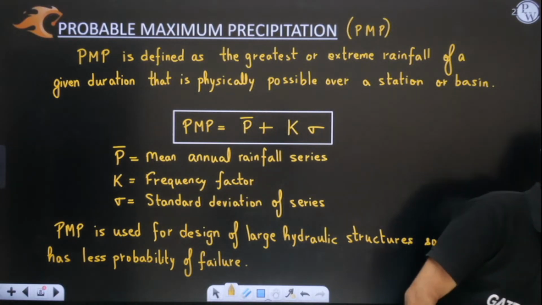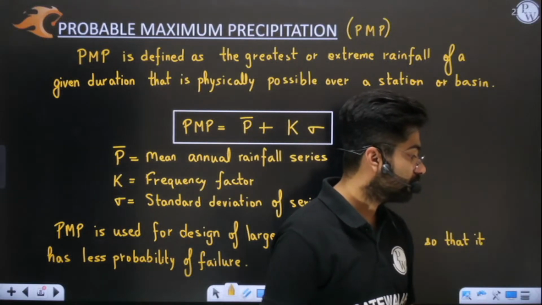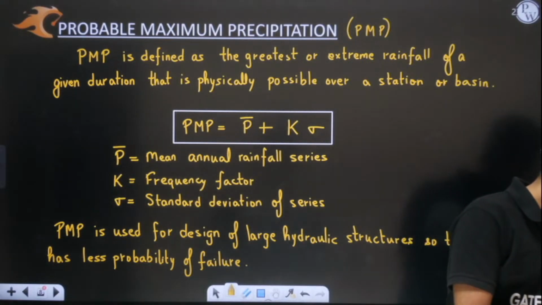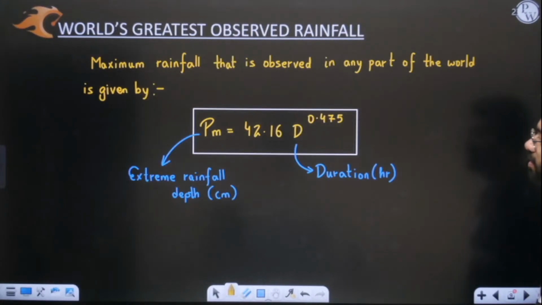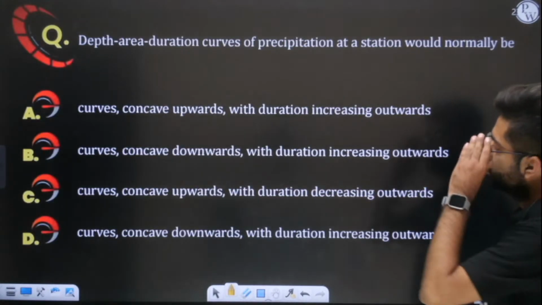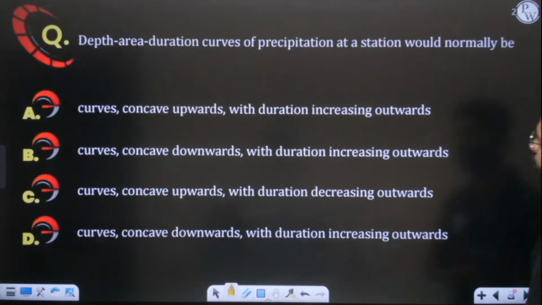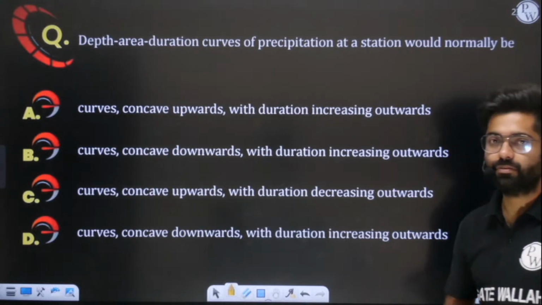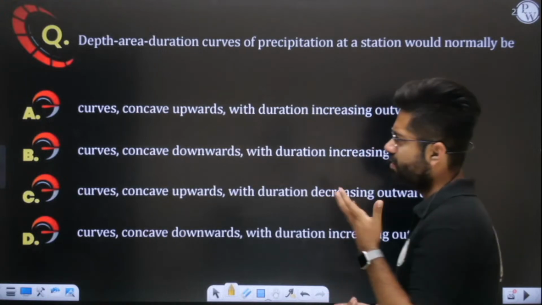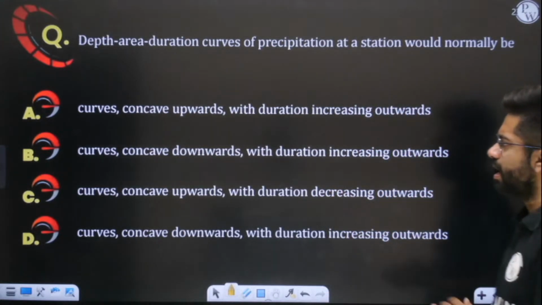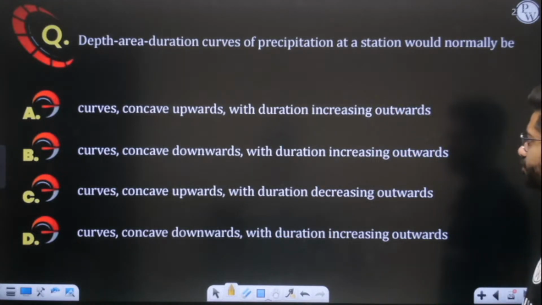Okay, question. So we'll solve some two or three questions, then we'll end our class. Tell the answer to this one: depth, area, duration curves of precipitation at a station would normally be like, how would they be? Are they concave upwards, convex? Tell me the answer to this one.